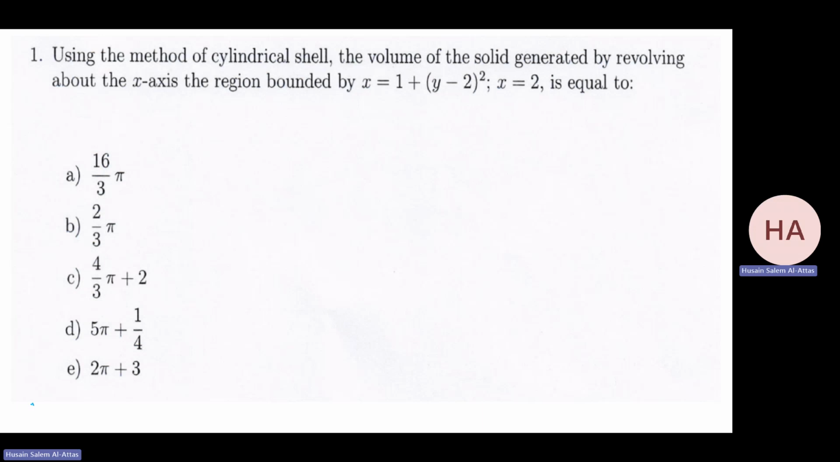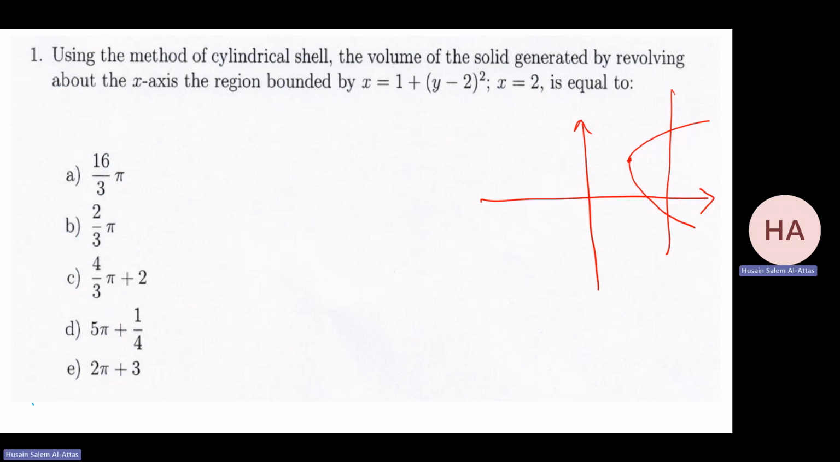Okay. So I need to graph the function. This is a parabola that opens to the right, and it has the vertex at 1 and 2. It opens to the right, something like this. And I want it to be revolved about the line x equals 2. This is my axis of revolution.